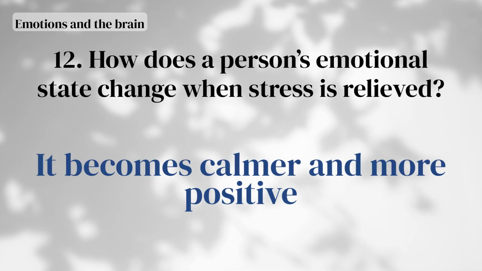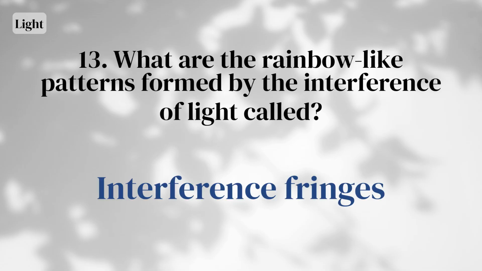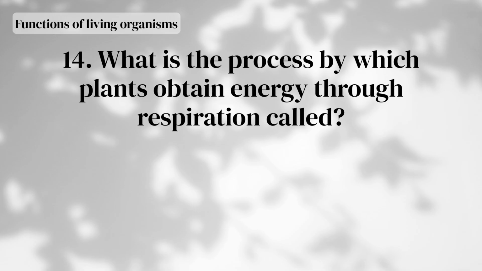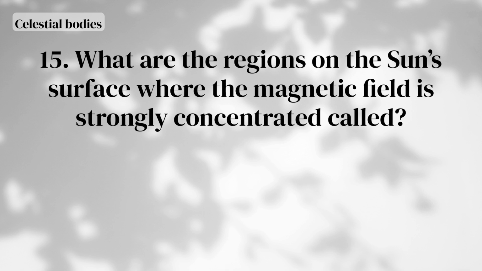It becomes calmer and more positive. What are the rainbow-like patterns formed by the interference of light called? Interference fringes. What is the process by which plants obtain energy through respiration called? Cellular respiration. What are the regions on the Sun's surface where the magnetic field is strongly concentrated called?